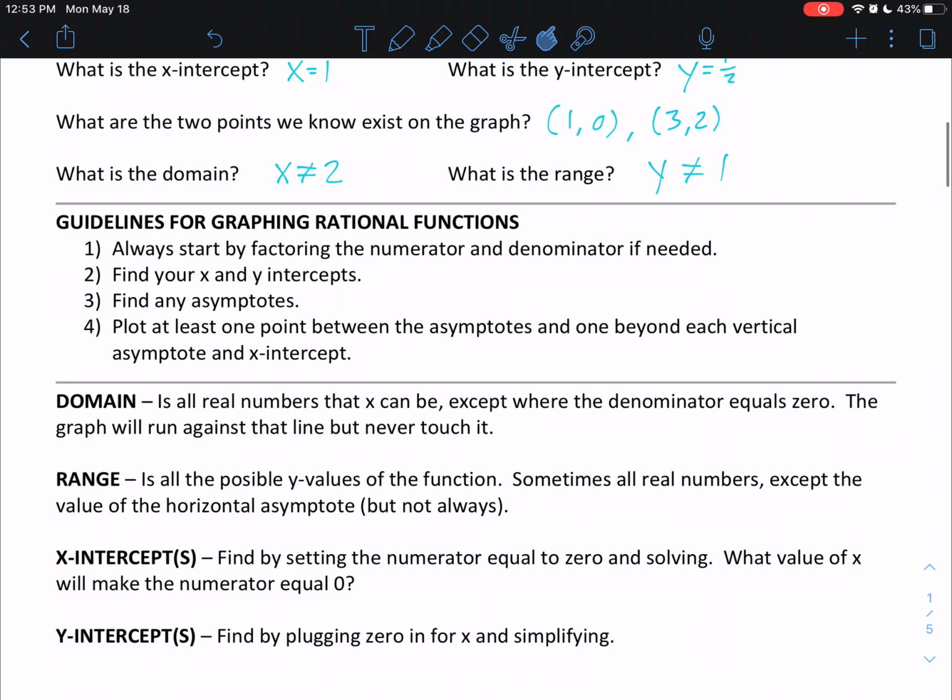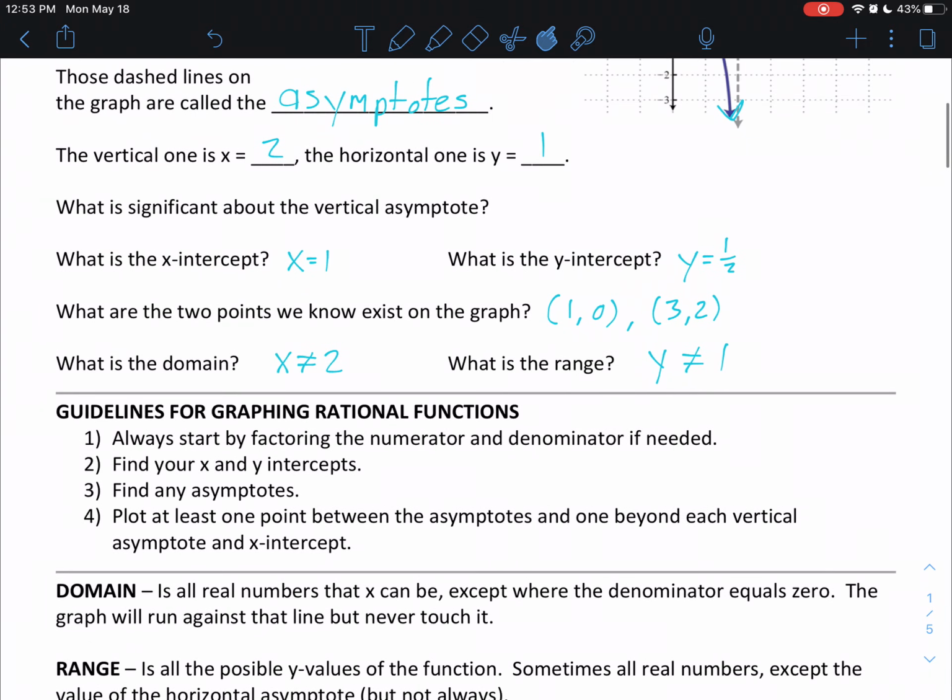So, guidelines for graphing rational functions. Start by factoring the numerator and denominator, find your x and y intercepts, find any asymptotes, and then plot at least one point between the asymptotes and one beyond each vertical asymptote and x-intercept. And that's what they did there. That's why they were like, what are the 2 points we know exist on the graph? So you could identify those other 2 points.